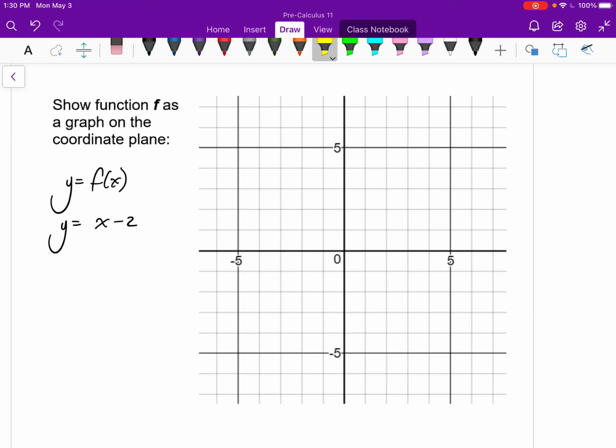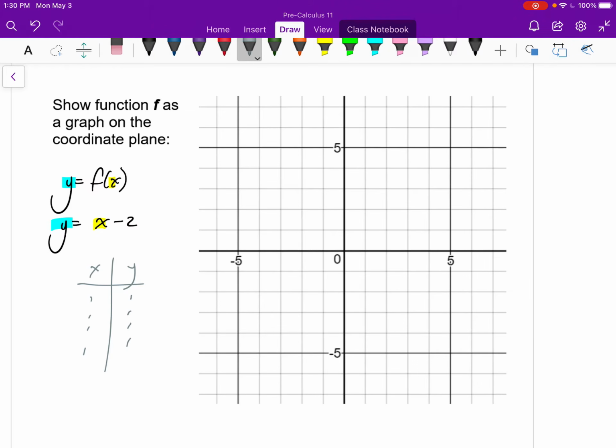Where x, again, represents the number that goes in, y represents the number that comes out. And so how do I graph this? I could make a table of values. And I could pick some numbers for x, pick some numbers for y, and plot some points. That's kind of a grade 9, 8 way of looking at it.